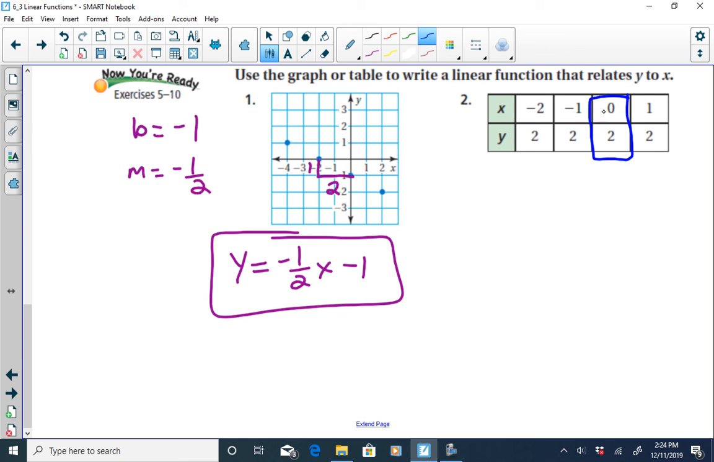This next example here, I can see my output when my input is 0. My output is 2 when my input is 0, so that means my y-intercept is going to be 2. But we still need to find our slope. So let's see, what's our slope?